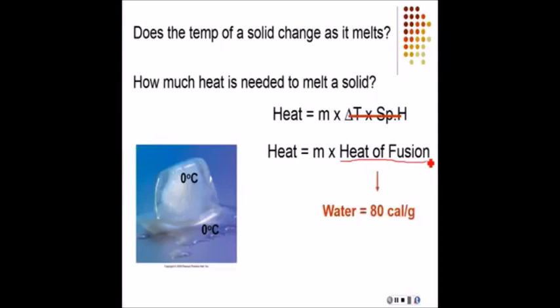So water and ice mean the same thing. That means if you had 1 gram of ice and you wanted to melt it, as long as the ice is already at 0, it would take 80 calories. If you had 10 grams of ice at 0, it would take 10 times that, or 800 calories.